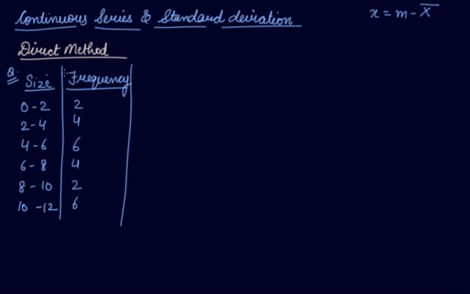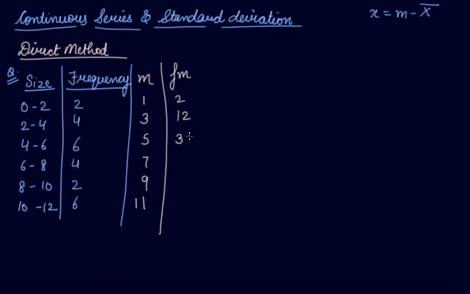So, first of all, we will find out the mid values, that is 1, 3, 5, 7, 9 and 11. After that, in order to find the mean, we will multiply by frequency. So 2, 12, 30, 28, 18, 66. So we'll find the summation FM, 156.